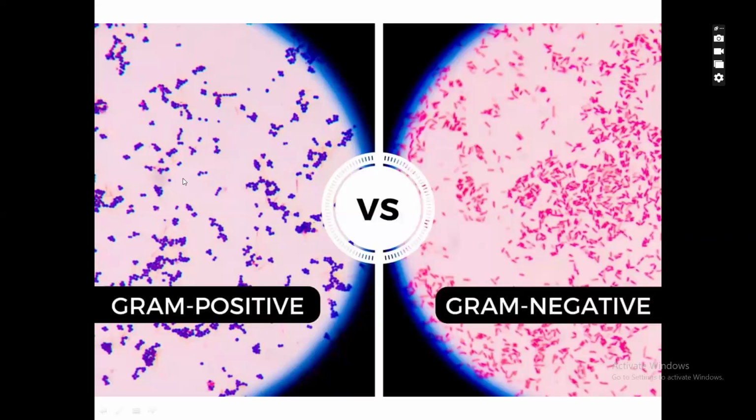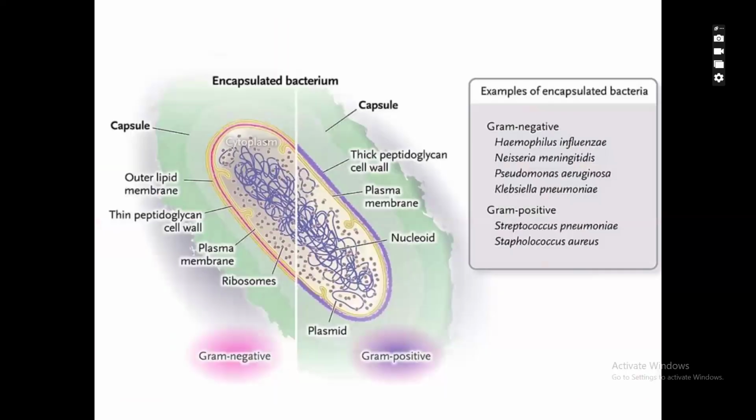So this is the color which I said. The violet color is for the gram-positive. The pink color is for the gram-negative. So if you get this type of images in the exam, the violet color will be gram-positive and the pink color will be gram-negative.